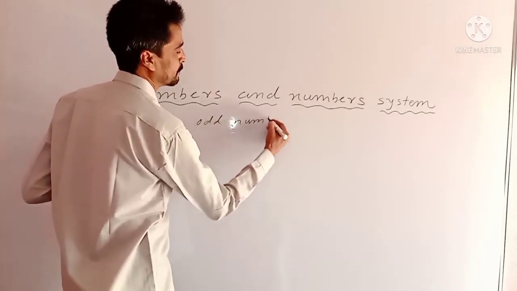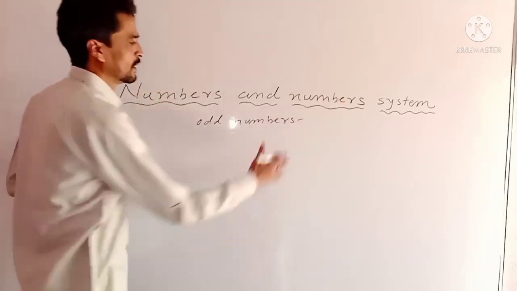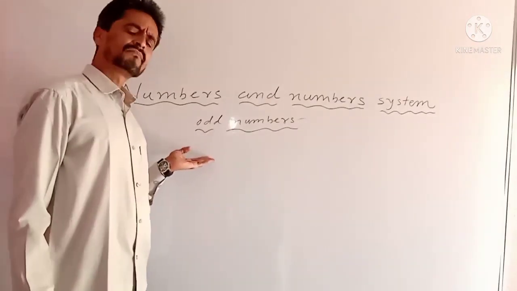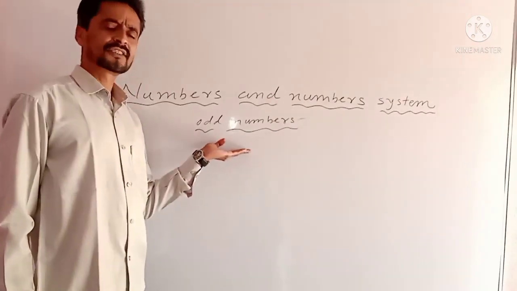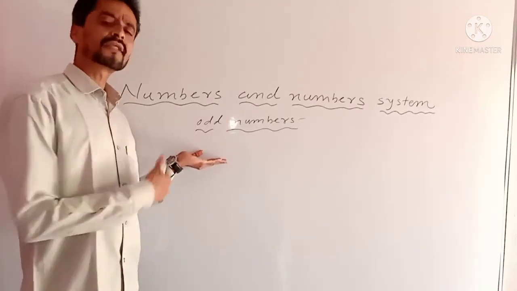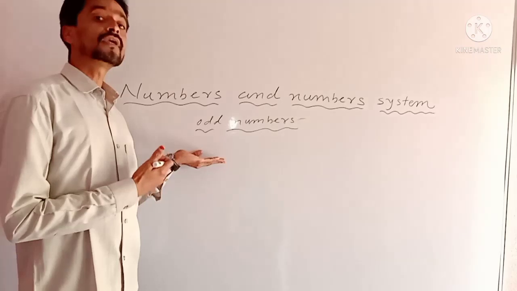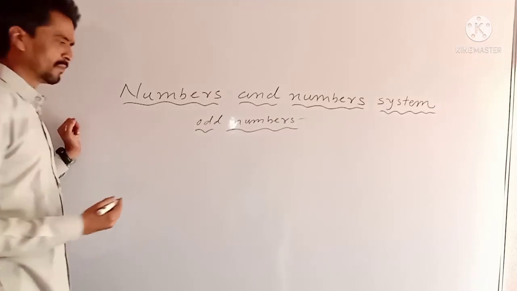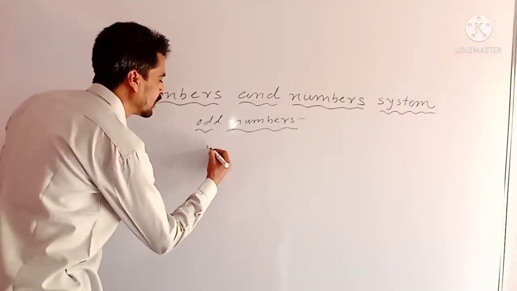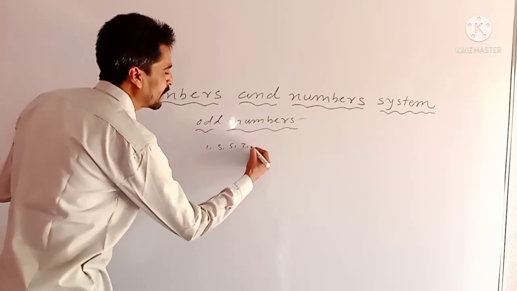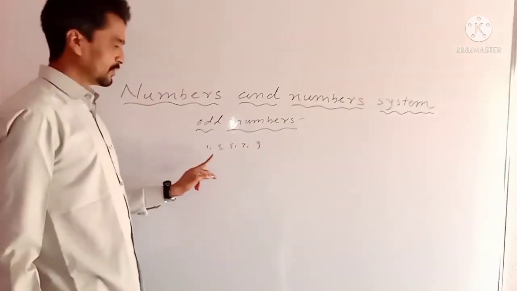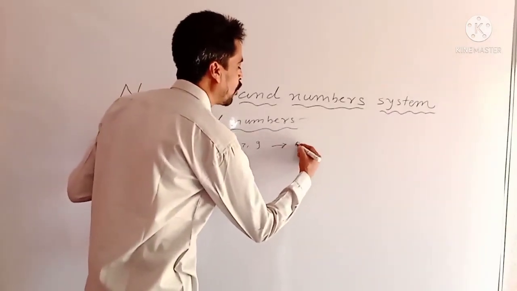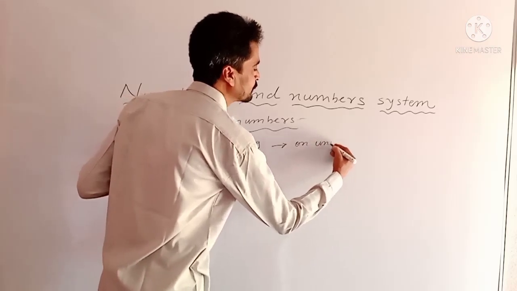Odd numbers. We took basic knowledge about odd numbers in our third standard, but here we are taking revision once again. What are the odd numbers? Odd numbers have 1, 3, 5, 7, 9 on their unit place. Where is it needed? On the unit place.